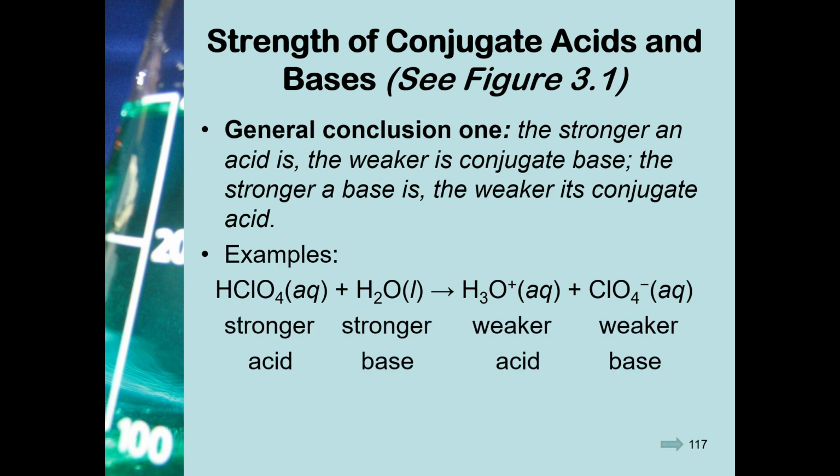So we have a strong acid producing a weaker base on the right side, and then we have water acting like a strong base, and it's producing a weaker acid. So there's a strong attraction between the water and that hydrogen ion. It doesn't want to give it up readily, so that's what makes it a weaker acid.